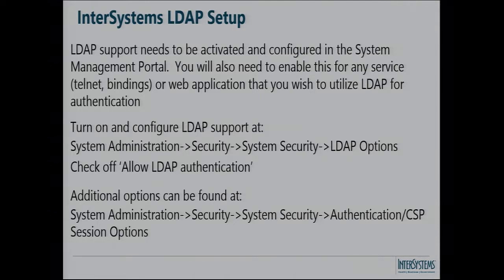Once it's turned on, you then have to go to each binary, each process or service that you want to use that protocol in, and tell that service, use LDAP. So if you want to use Telnet, which is what we're going to do, you have to go to the Telnet service and say, I want you to use LDAP. If you have a CSP application that you want to use LDAP, you have to go to that CSP application and say, use LDAP.